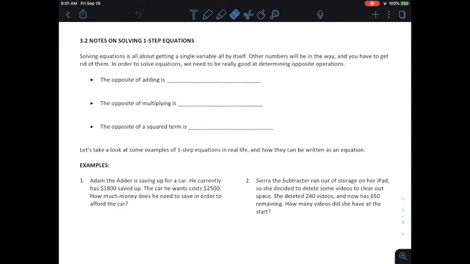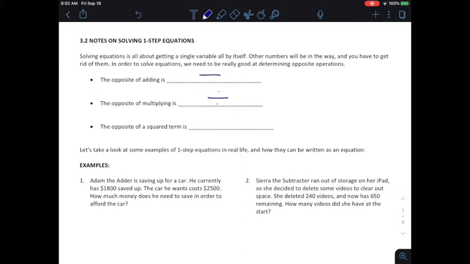And what we need to be really good at is determining what opposite operations are. And we have three examples right here. The opposite of adding is subtracting. The opposite of multiplying is dividing. And I'm using the symbols there.